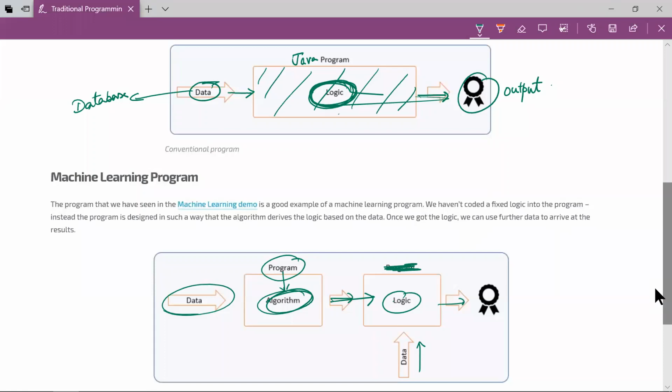Once we do some examples, probably sometime next week, you'll understand what I mean by the difference between traditional programming and machine learning programming. Right now, it might look a bit weird, but as you start developing programs in machine learning, you'll understand what I mean by this.